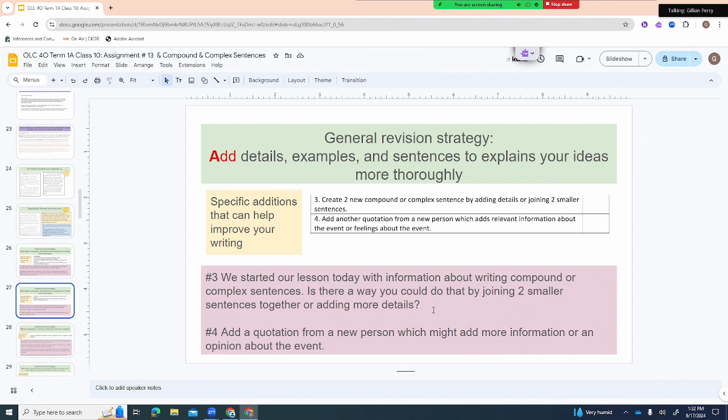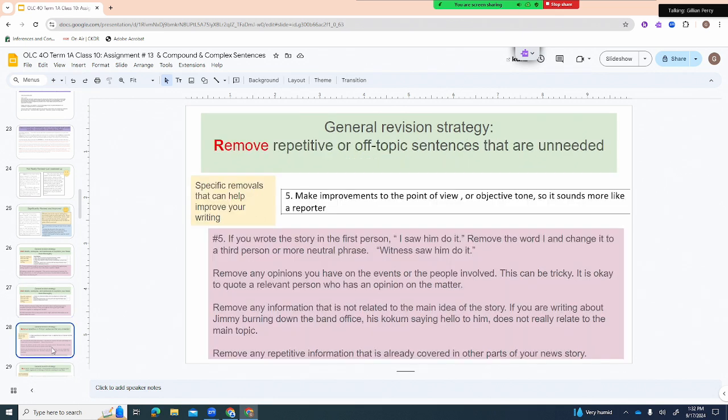Like if you've given a quote from someone from Jimmy's family, maybe you want to give a quote from a band counselor or a policeman or someone who might have a different point of view about the event going on, right? That's the big idea: having a quotation that represents more than one point of view is generally considered to be a good way to show balanced and fair writing, rather than just favoring one side. Okay, next we're looking at removing stuff.